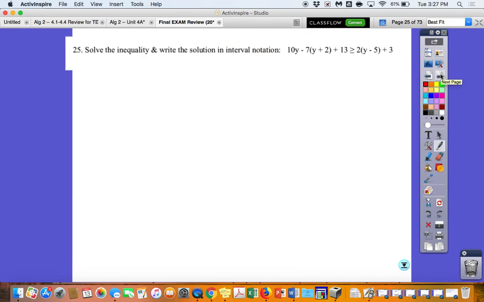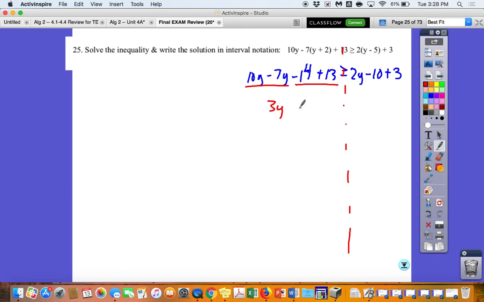All right, so solve the inequality and write the solution in interval notation. So it's just like an equation, other than the fact if you multiply or divide, you have to invert your inequality. So we've got 10y minus 7y minus 14 plus 13 greater than or equal to 2y minus 10 plus 3. Good Lord. Okay, let's collect like terms. If you get lost because that thing's just crazy, put the little fence up. I need these two together gives me 3y. These two together gives me a minus 1.